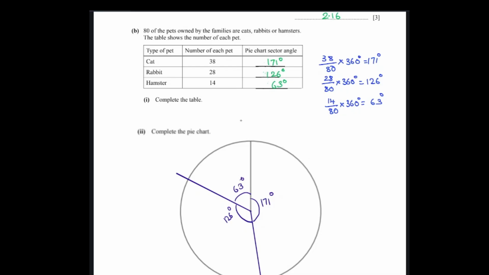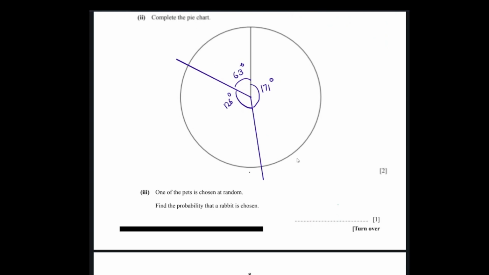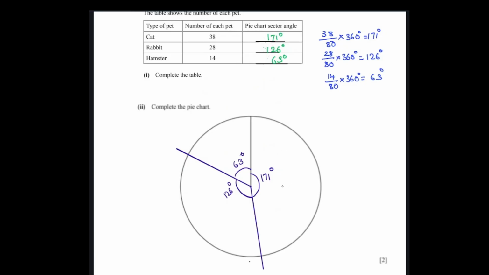Okay, this is done here, but sorry about this, because here I cannot show using protractor. I have made a separate video, and I am putting that in the description box. You have to go through it, how we have to complete the pie chart. So please watch that video and understand it. So I have already drawn and pasted here. You can see these are the sector angles you'll get, and you can name them also. So the pet of 171 degrees is cat. They have cats. And for 126 it's rabbit, you name it. And 63 degrees is hamster, so write down that.